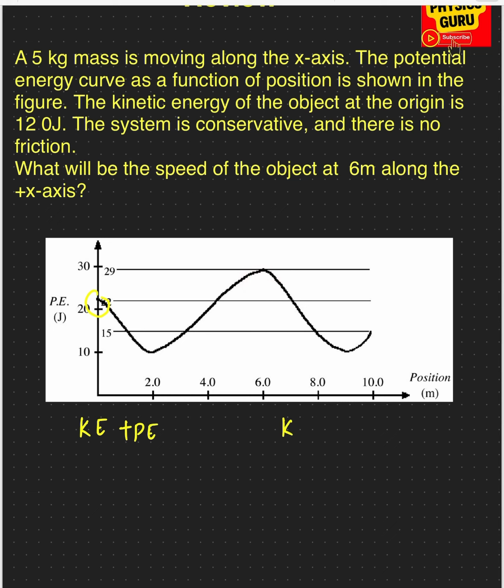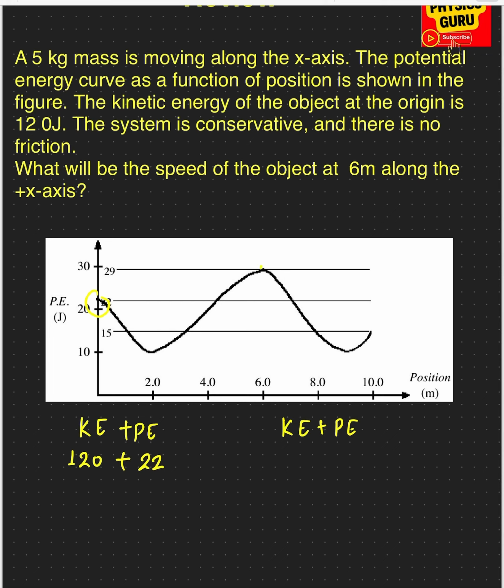So kinetic energy plus potential energy. The question does say that the kinetic energy at this origin is 120 joule. So I know my 120 joule. And what is the potential energy? The potential energy I can find out from the graph is about 22 joule. About 22.